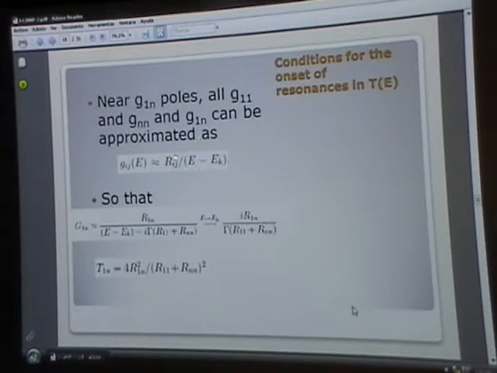But the reason is that in this case the Green function near the poles can be approximated as a number, the residue, over the difference of the variable, the energy, and the eigenenergy of the system. So when E is close to one of the eigenenergies, I have a divergency here that finally produces a finite transmission in the device.